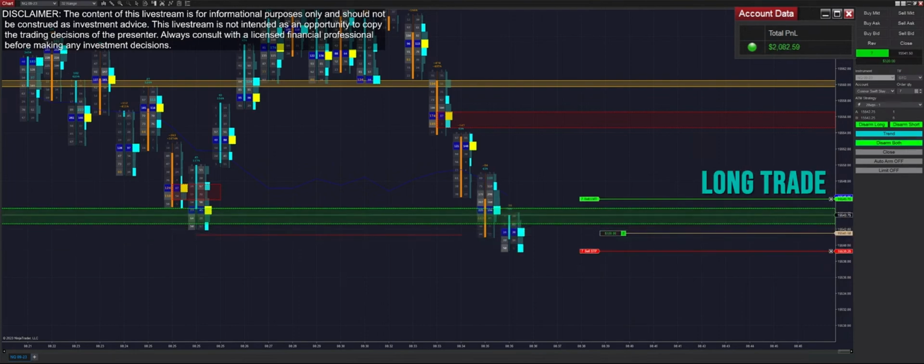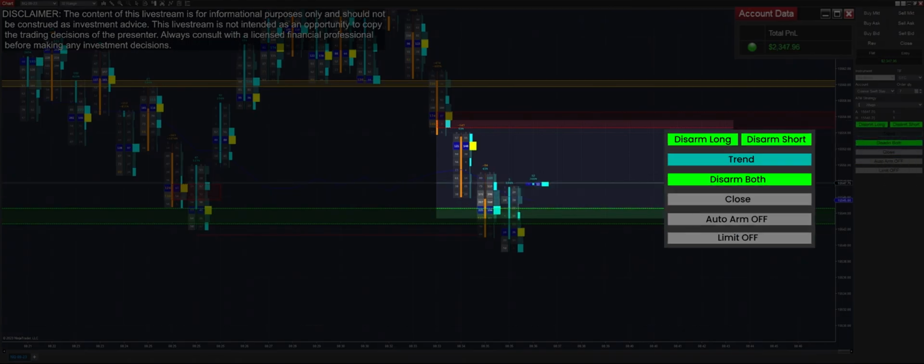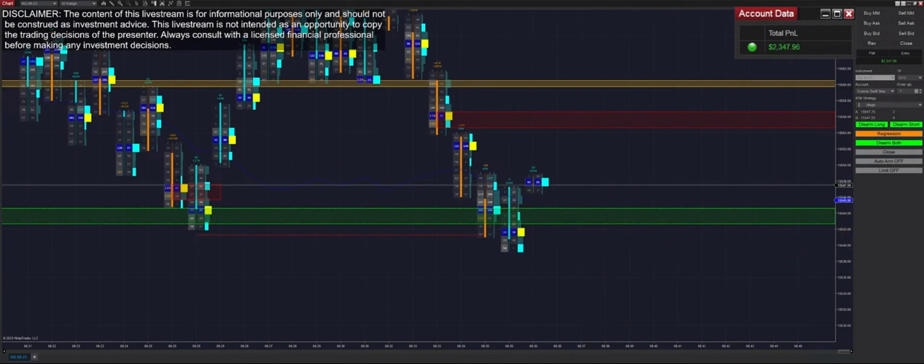Get put into a long trade here, putting us back into this range. That means we're switching it into regression mode there. So very interesting move there.